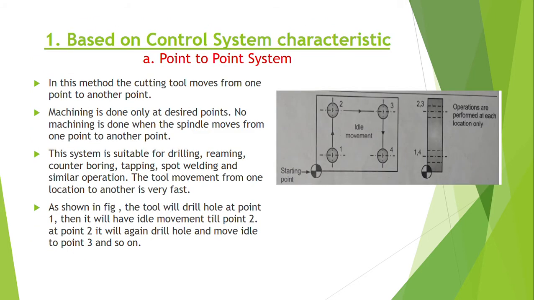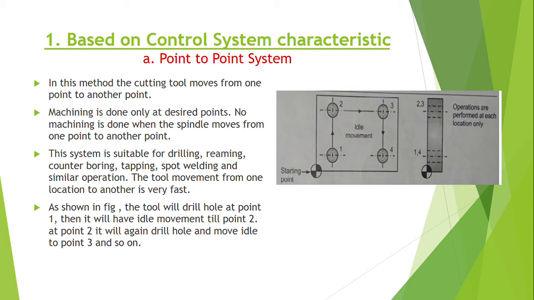The first one, which is based on control system, is the point to point system. In this method, the cutting tool moves from one point to another point. Machining is done only at the desired point. No machining is done when the spindle moves from one point to another. This system is suitable for drilling, reaming, counterboring, tapping, spot welding, and similar operations. The tool movement from one location to another is very fast. The speed or path accomplished is not important in such a system.